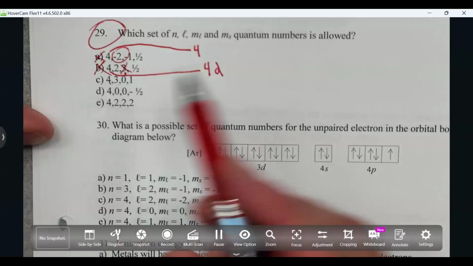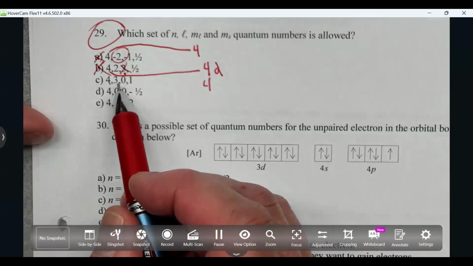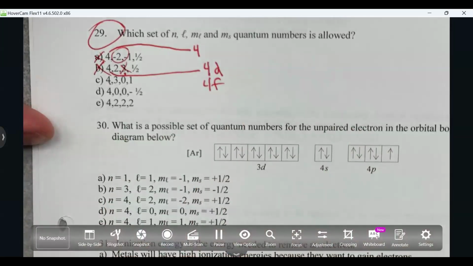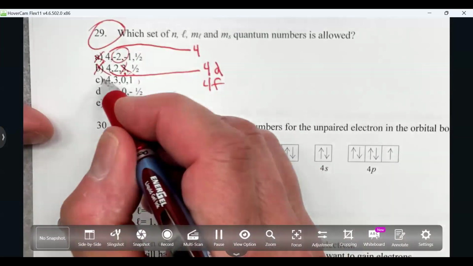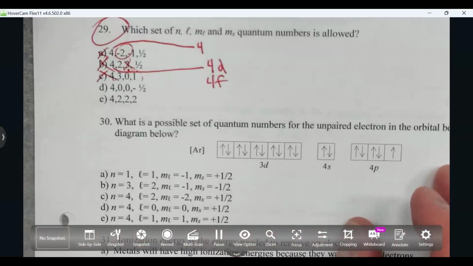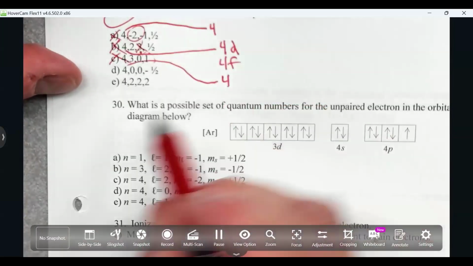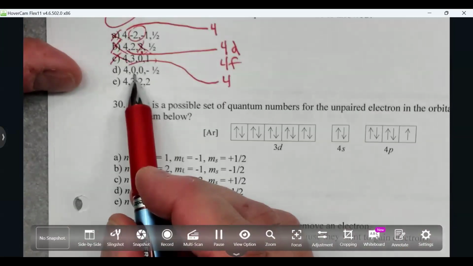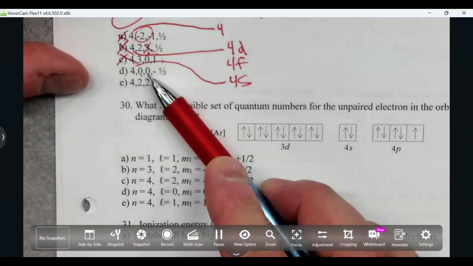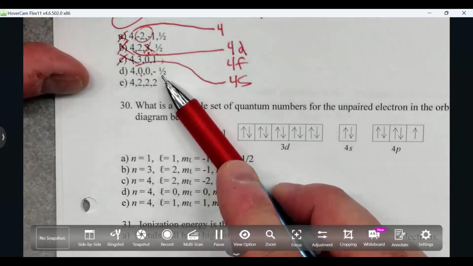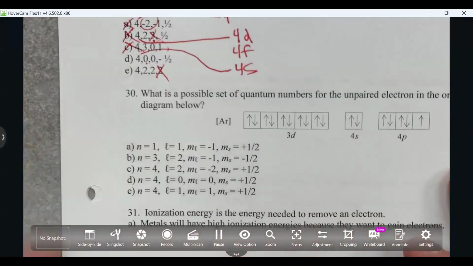4, 3. What's a 3? 4F? 0? Oh, 1. We can't have a 1 for a spin. That's junk, yes? Can't have 1 for spin. This would be a 4, what? 4S? If that's a 0, we're in a 4S. And my next number could be a 0, yes? And this number is -1/2. That looks good. Because this 2 for sure is garbage, right? That 2 for sure is just junk.